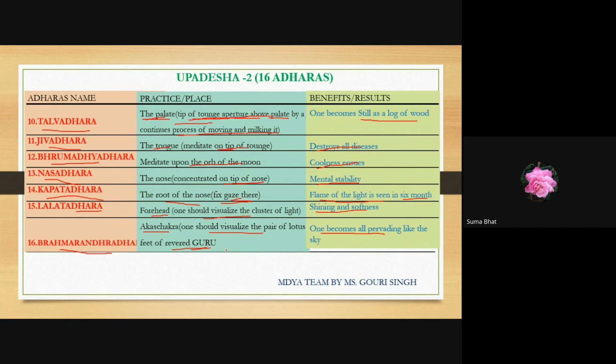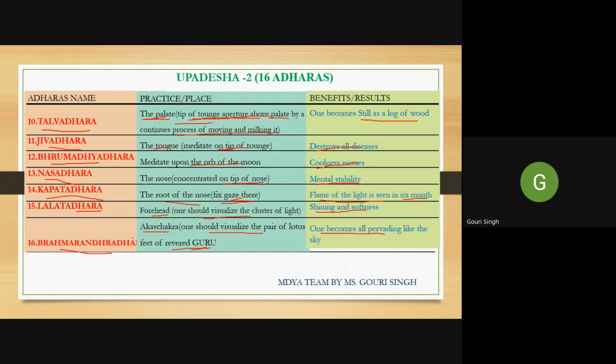Talvadhara. Jivha means tongue. Talva means the beginning of your tongue area, the area behind the tongue. That's it. Those are the Sanskrit names, which I have written here.